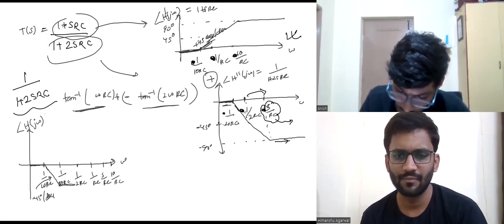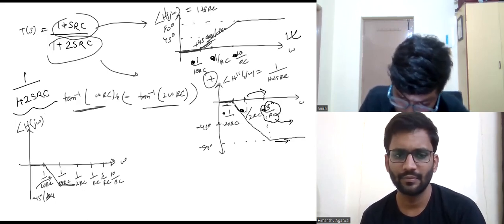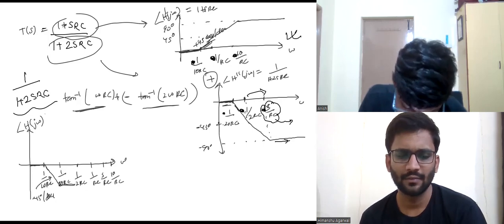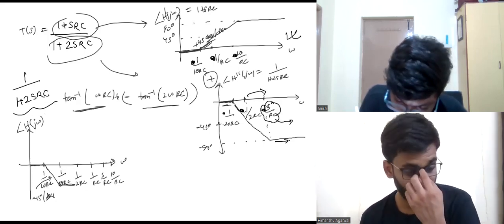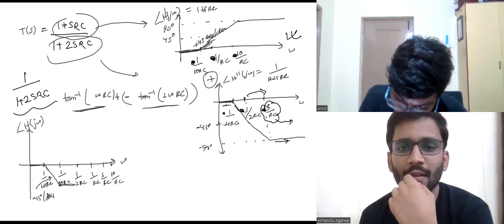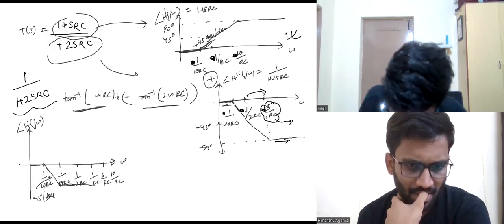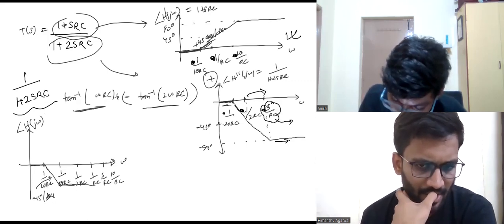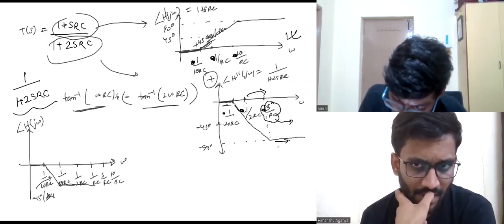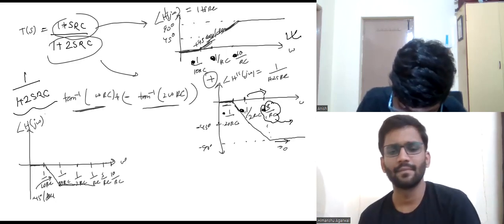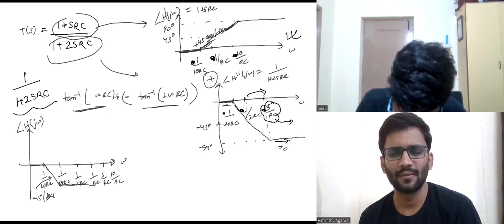Now, after 1 by 2RC, what is happening here? We are between 1 by 2RC and 1 by RC, right? So again the slope is constant. So up until 1 by RC also the slope is constant. Now from 5 by RC, here the slope is getting 0, but here we still have some positive slope. So it will still have some positive slope, right?